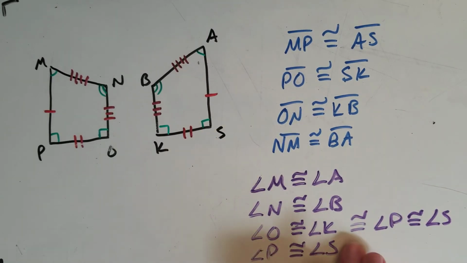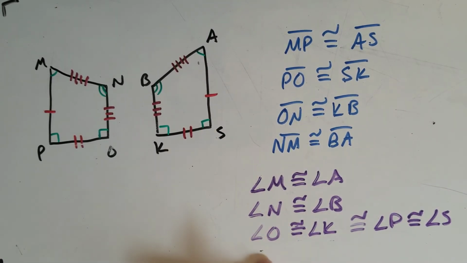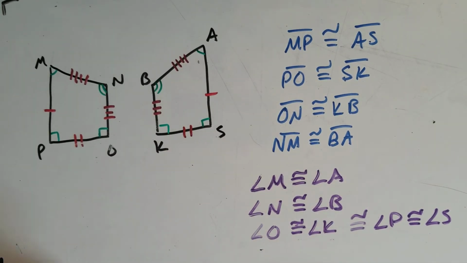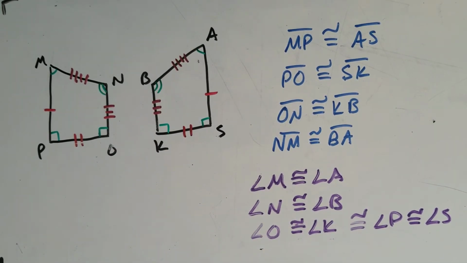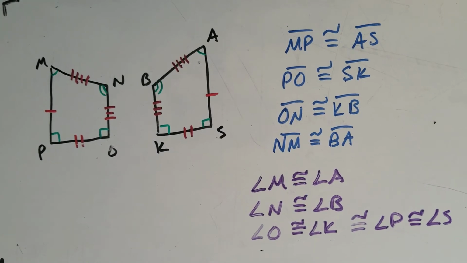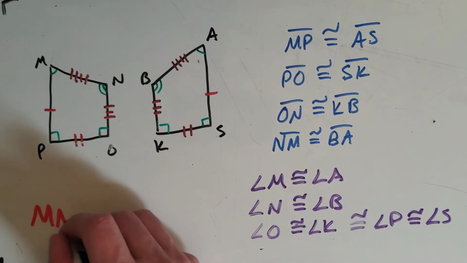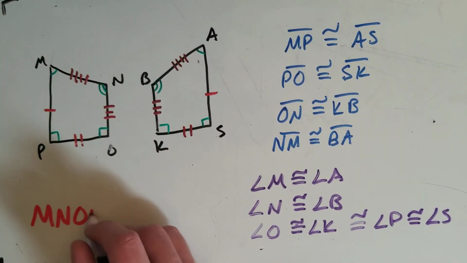You could write one statement. I like to put that extra one down there like I just had, just so I know what corresponds with each other, because that's going to help with writing the last part. And the last part, I'll go in red, is just listing the final congruent statement. So I'm going to say MNOP.